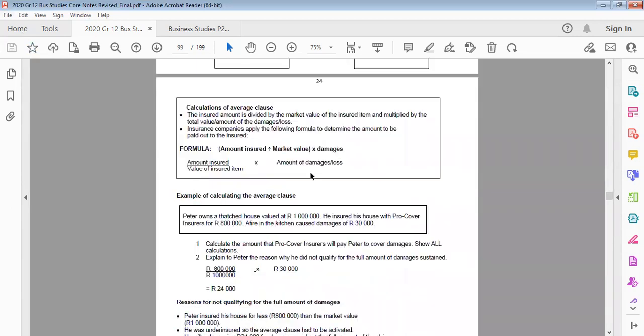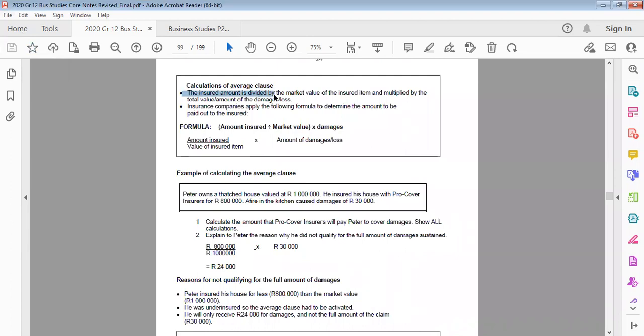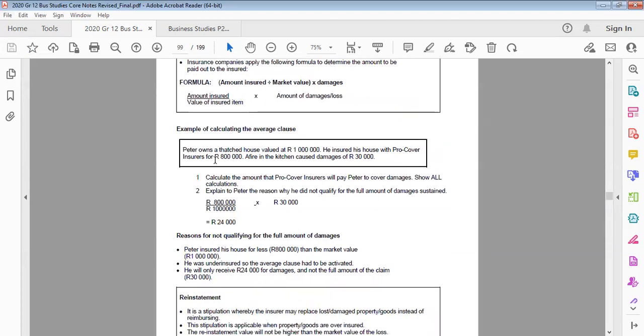Okay, all good. So then here is the calculation for the average clause. They like asking this question. For me, it is about you being comfortable with doing this calculation in the exam. They will give you something like this, okay? And it's your job to identify which is the amount insured, which is the amount of damages, and which is the value of the item. Okay, and it tells you exactly what it is. Peter owns, and just go according to that formula.